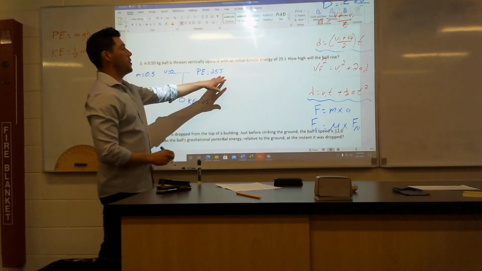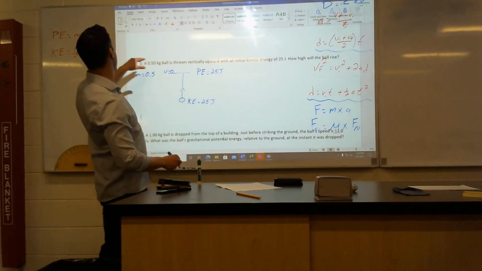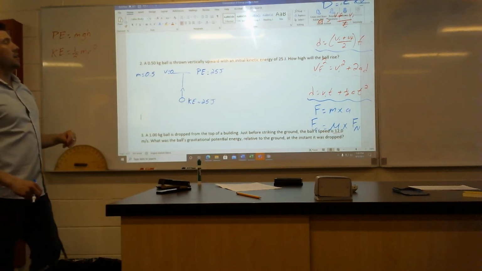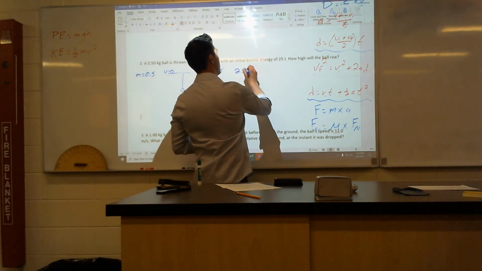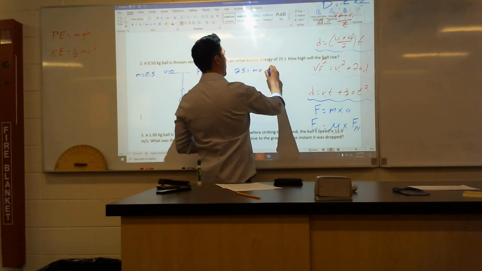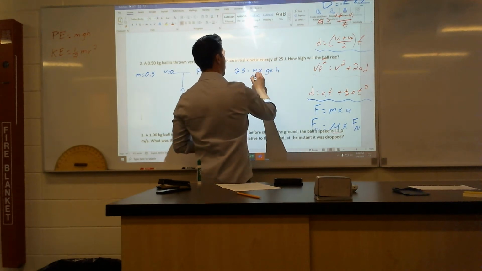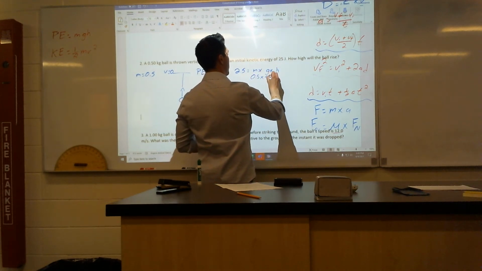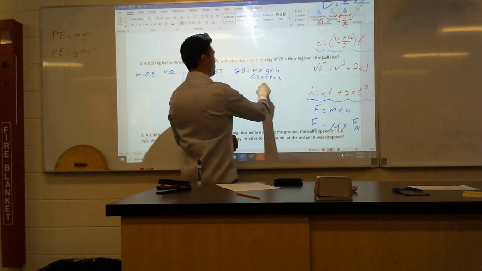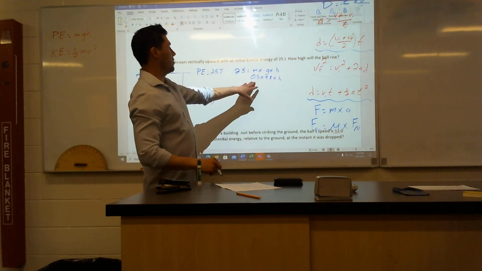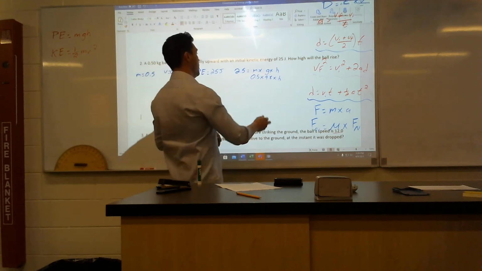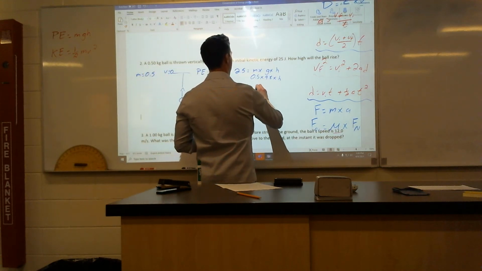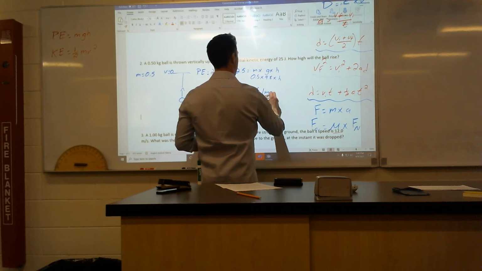And so this is how we can figure out the height. We can use my potential energy formula. I know that potential energy is 25, so 25 must equal mass times gravity times height. This is 0.5, this is 9.8, and this is what I'm trying to figure out. When I divide by 0.5 and divide by 9.8, I get a height of 5.1 meters.